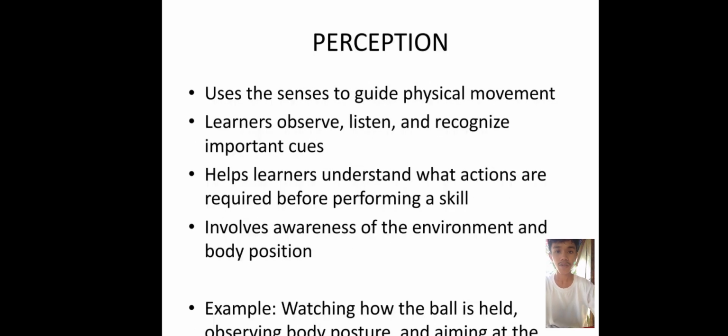So in perception, the learner uses the senses to guide physical movement. Learners observe, listen, and recognize important cues. This helps learners understand what actions are required before performing a skill. It involves awareness of the environment and body position. For example, watching how the ball is held, observing body posture, and aiming at the ring.